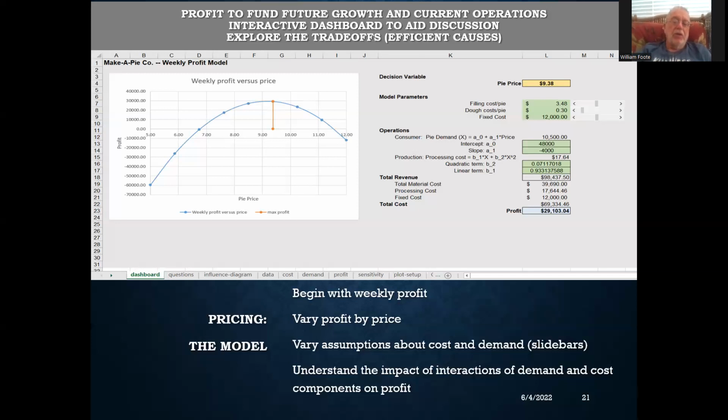Also, look at the bottom here. There are different tabs in this spreadsheet for different tasks, like the key questions that are being asked, the influence diagram you just saw, data, cost analysis, a demand analysis, profit analysis, which comes from sensitivity that this range of numbers comes from, and then something very, very important, setup. We'll see that at the end as well today.